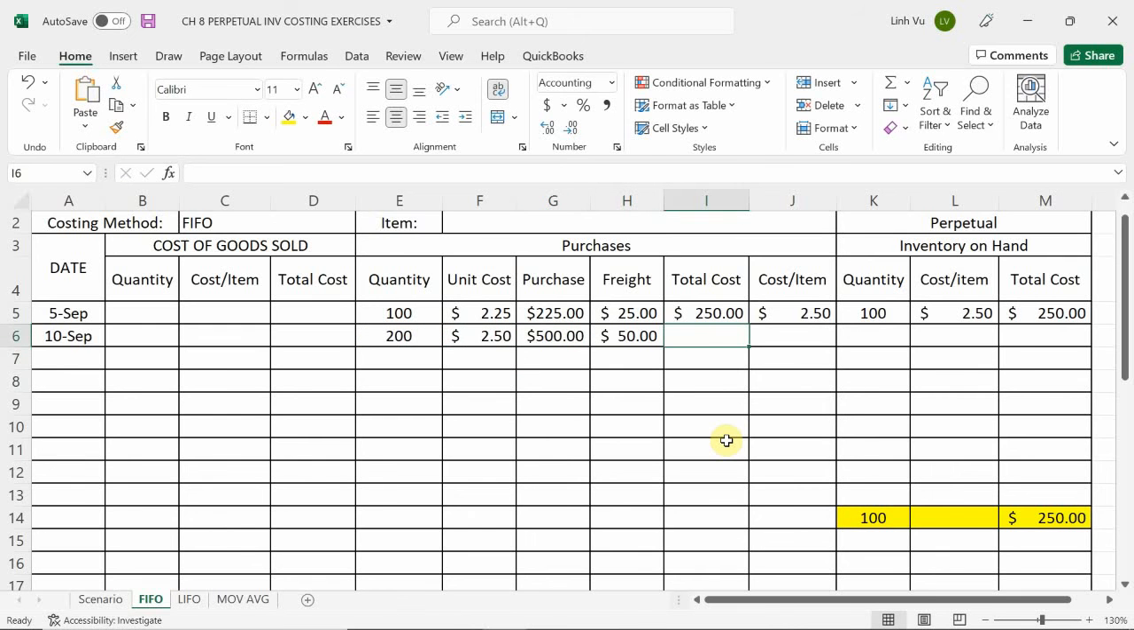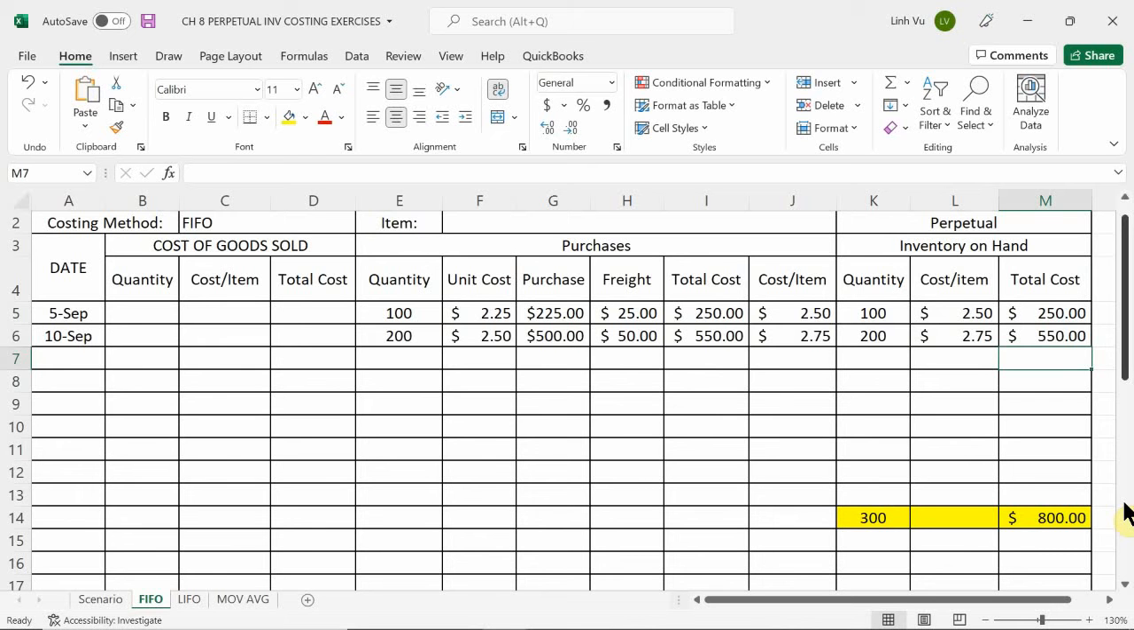$500, okay. $500 plus 50. So in this case, because this is my second batch of inventory, right? I need to figure out what my cost per item is for this batch of inventory. So in this case, 550 divided by 200, what do I get? $2.75 each. So I'm gonna carry my batch of inventory of that 200. It's gonna cost me $2.75 each, which gives me a total cost of $550.